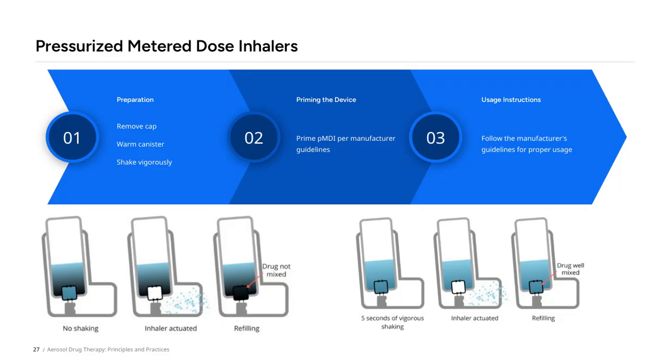Now let's talk about preparing your pressurized metered dose inhaler, or PMDI, for use. First, it's important to remove the cap to expose the mouthpiece. Next, you should warm the canister slightly. This helps ensure proper aerosol delivery. Then, give the inhaler a vigorous shake. This mixes the medication properly. These steps constitute the preparation phase, which is crucial for effective drug delivery.